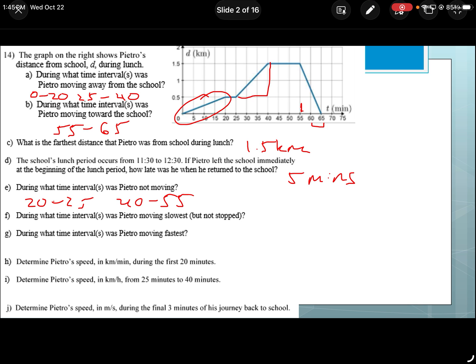So during what time interval was Pietro moving the slowest? It was between 0 and 20. What time was he moving the fastest? Again, we've just worked that out. It's the one where he's coming back because he realizes he's late, I guess. So that's 55 to 65.